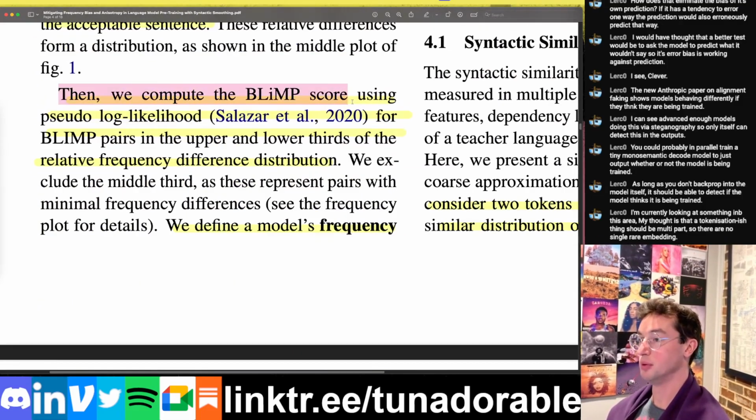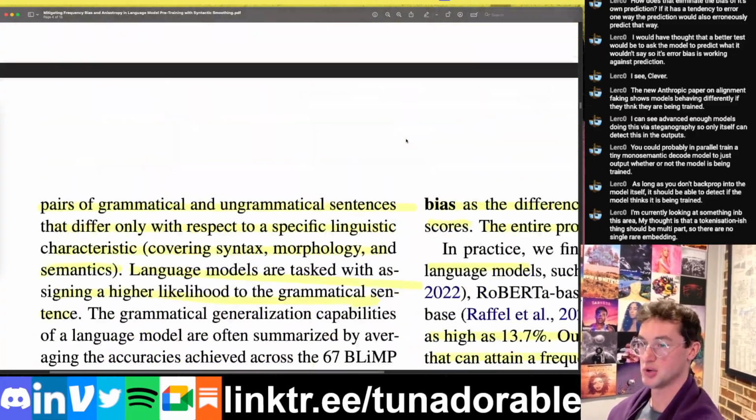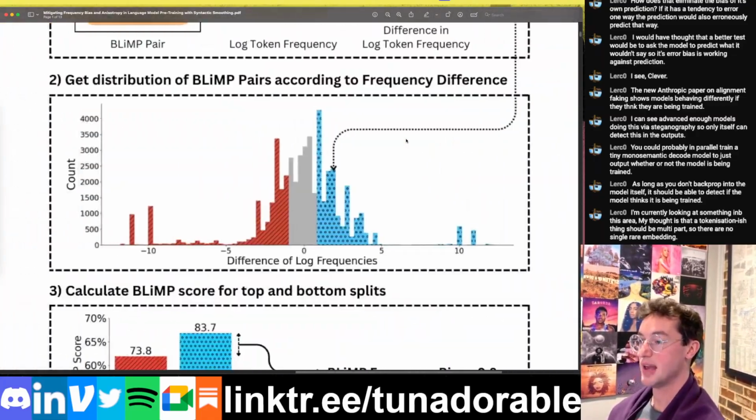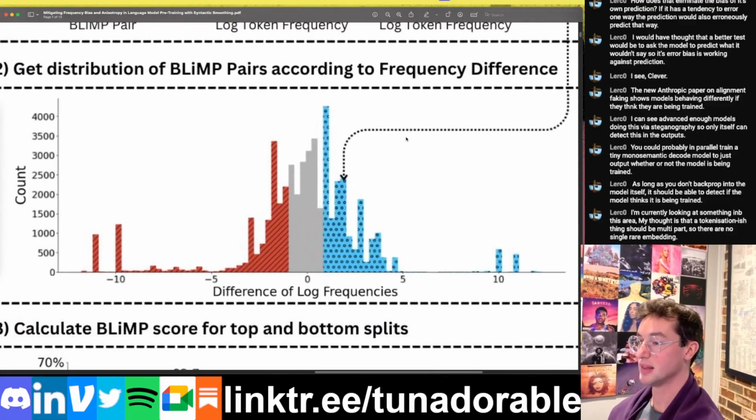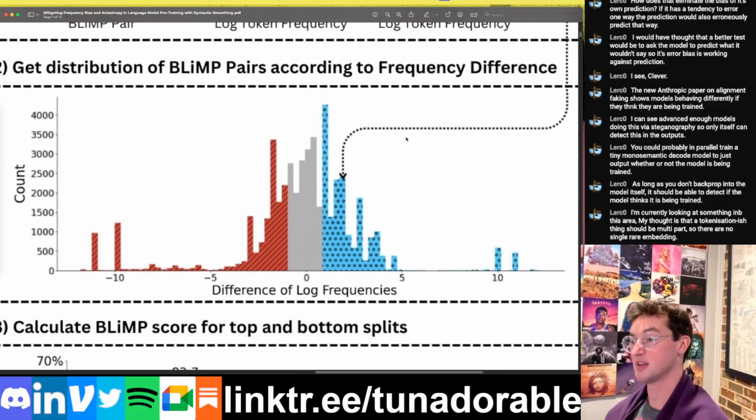Then we compute the BLIMP score using pseudo-log likelihood for BLIMP pairs in the upper and lower thirds of the relative frequency difference distribution. So let me show an actual display of that. Basically, when we take that difference, when we subtract the incorrect sentence frequency from the correct sentence frequency, we get a distribution right here that roughly clusters around 0, right? And we look at the top third versus the bottom third.